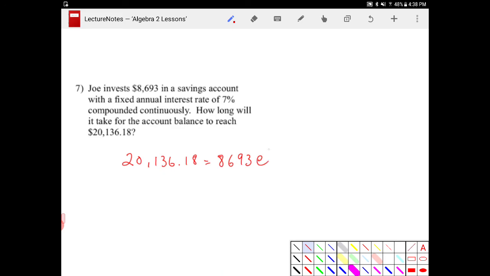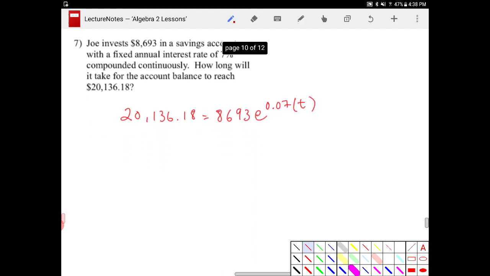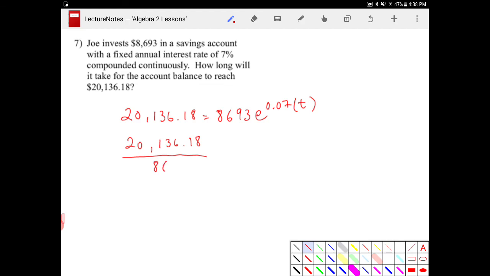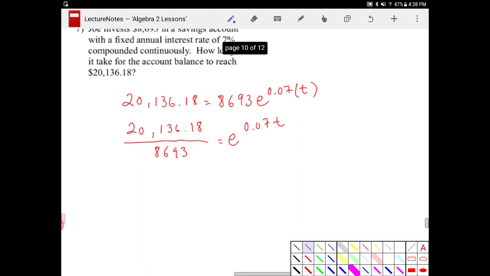times e to the power of 0.07t. So this is very similar to the last question, whereas before we were solving for the interest rate, now we are solving for the time. So I'm going to divide both sides by 8693. Then take the natural log of both sides.